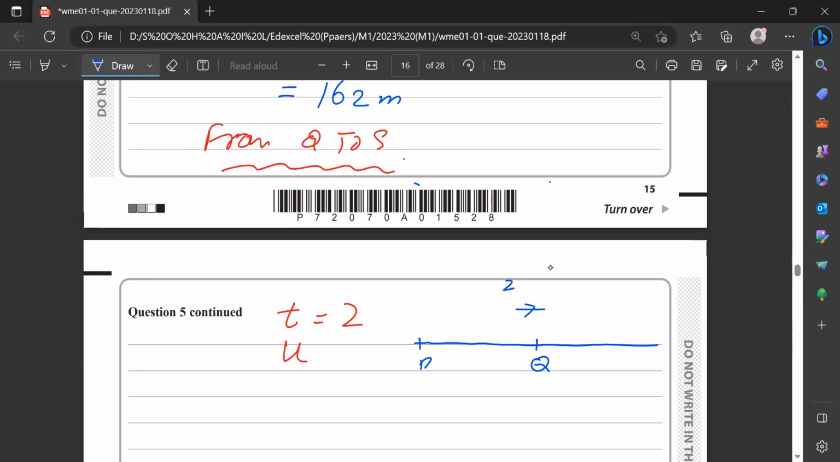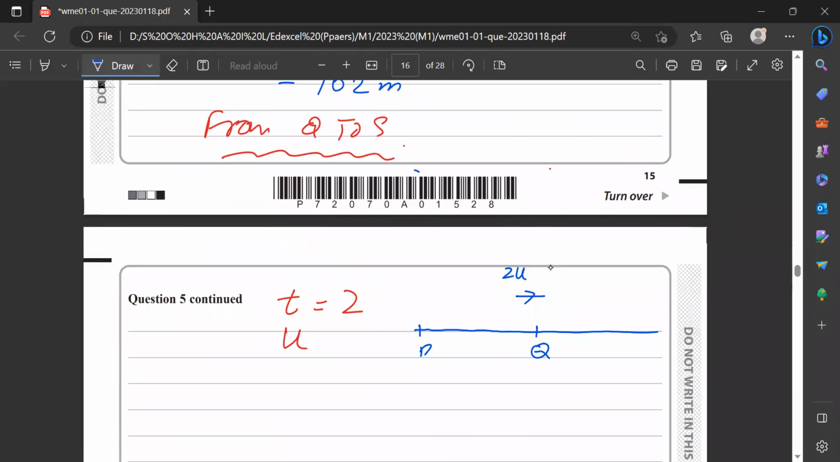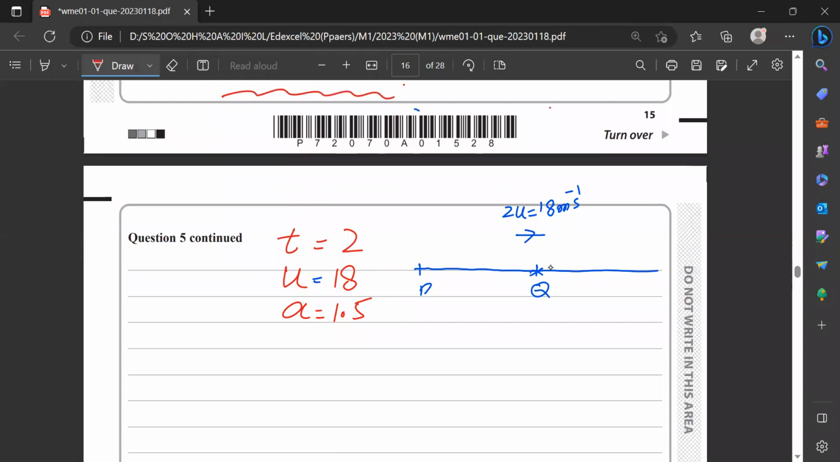At Q it was 2U. U we have calculated as 9. So 2 9s are 18 meters per second from Q onwards. So the initial velocity is 18 meters per second, and acceleration we already know is 1.5. So you can use this, and the distance from Q onwards is the question mark.